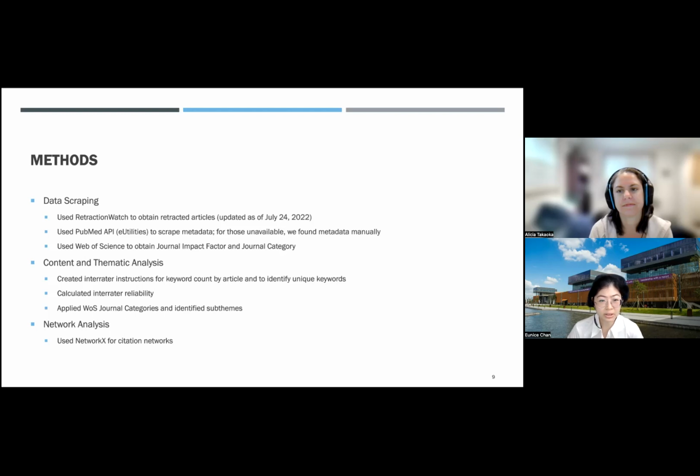And I also want to acknowledge my volunteer, one of my students, helping me obtain the metadata as well. So lastly, to obtain the journal impact factor and journal category, we use Web of Science.